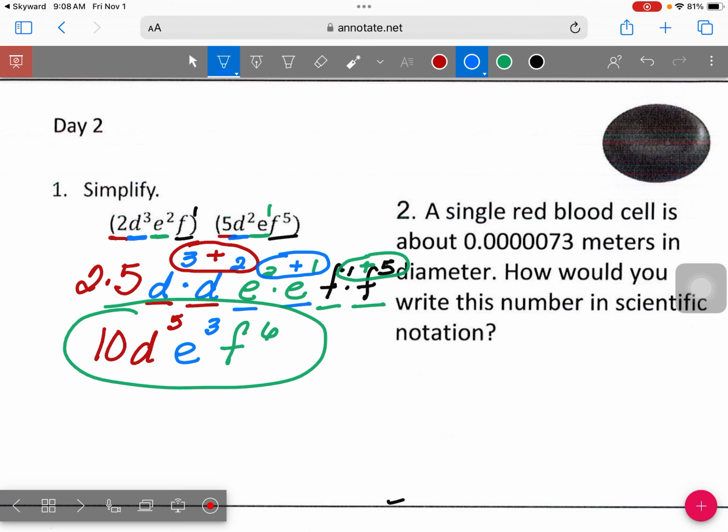When you are multiplying 2 powers that have the same base, whoops, that's not the same base. You keep the base by rewriting it and you add the exponents. Okay? It's just what we do.